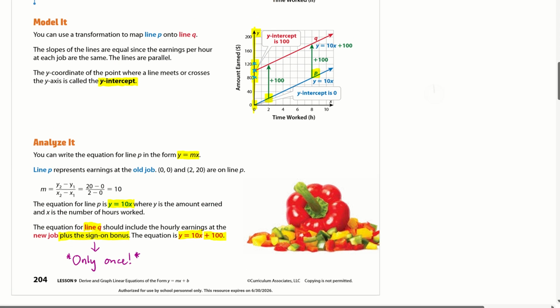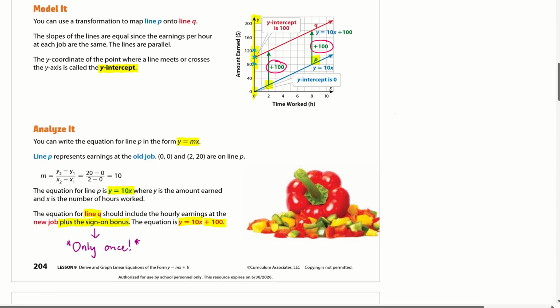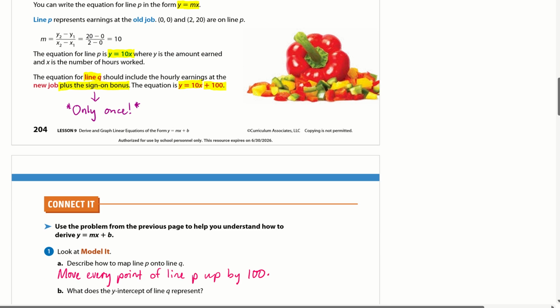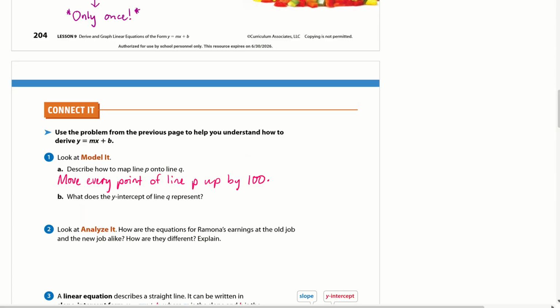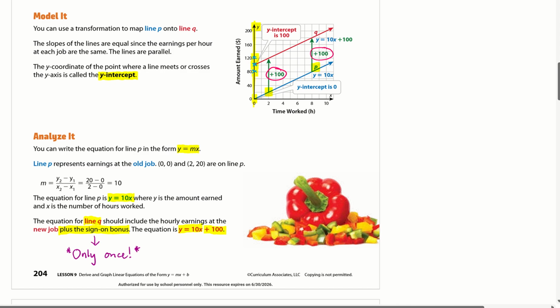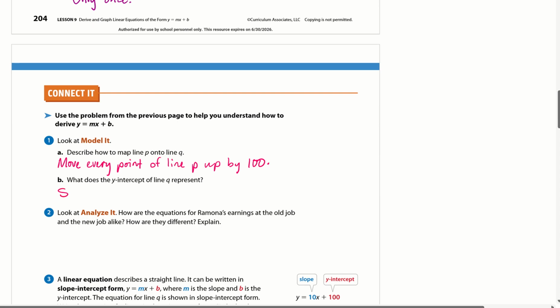If we go back and look at that original graph, see how we have plus 100 here, plus 100 here, right? Because those two lines are parallel, anytime we move any point up by 100, you're going to end up on line Q, which I think is pretty cool. And that's kind of how parallel lines work. Part B says, what does the y-intercept of line Q represent? If we look again, remember your y-intercept is where it hits the y-axis. So that was at 100. That would be the representation of your sign-on bonus.